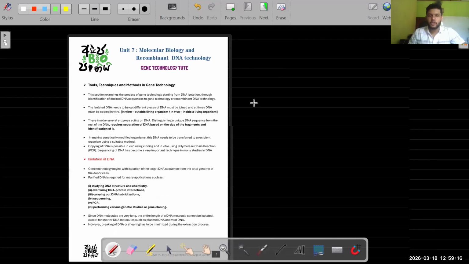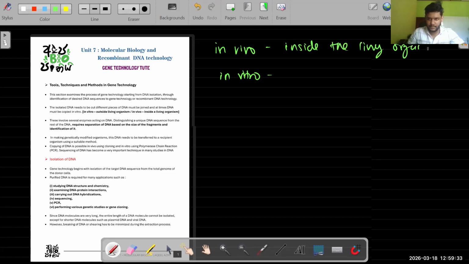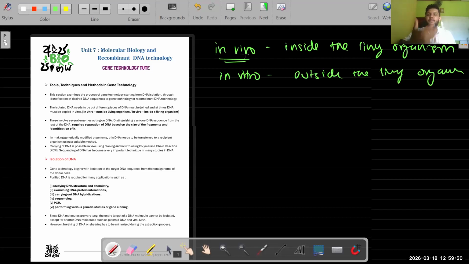Before going on with this section, there are certain words you should understand: in vivo and in vitro. In vivo means inside the living organism, for example, inside of a human body. Just think about it like that. In vitro means outside the living organism.